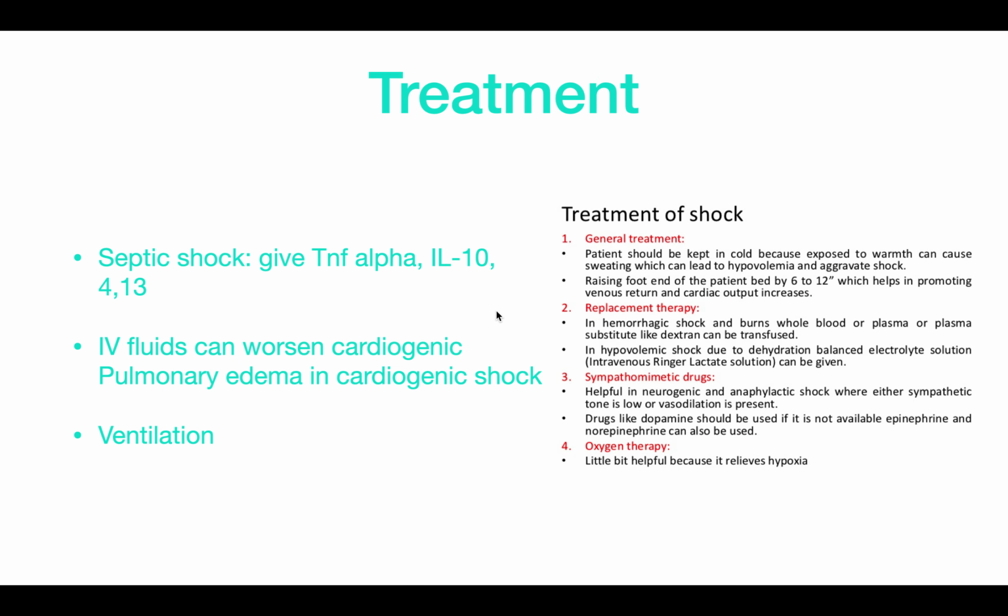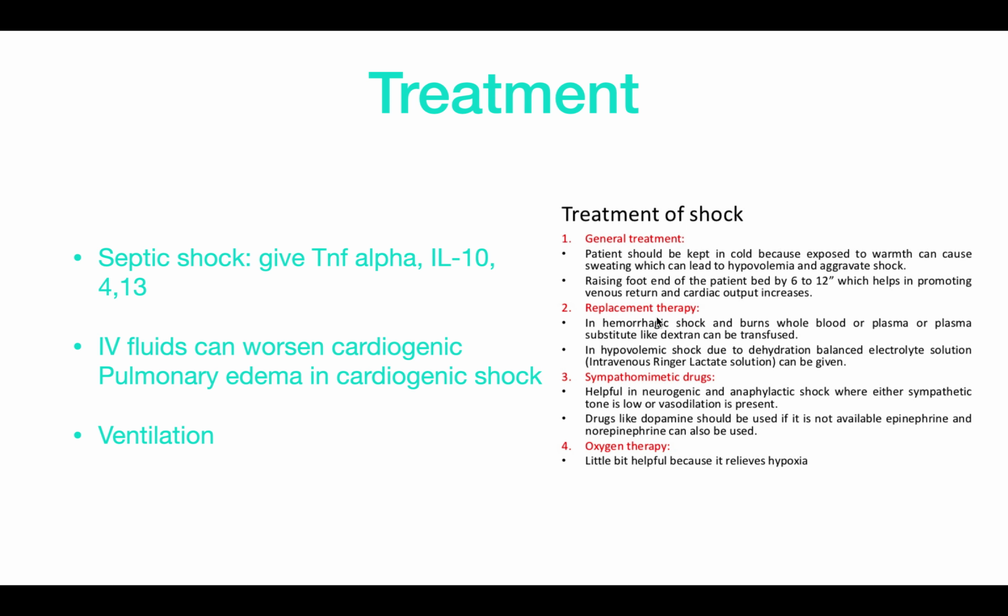How do we treat it? So in septic shock, you give the TNF alpha, interleukin 10, 4, and 3 to control the amount of recruitment of the immune system. So we're going to give these to stop recruiting the B cells from making antibodies, and you're going to stop the T helper cells from activating more B helper cells. So we're giving this to stop the cascade in whatever step, right? You don't give the IV fluids because that can worsen the cardiogenic shock, and that will worsen the pulmonary edema. You have to put all the patients on ventilation.